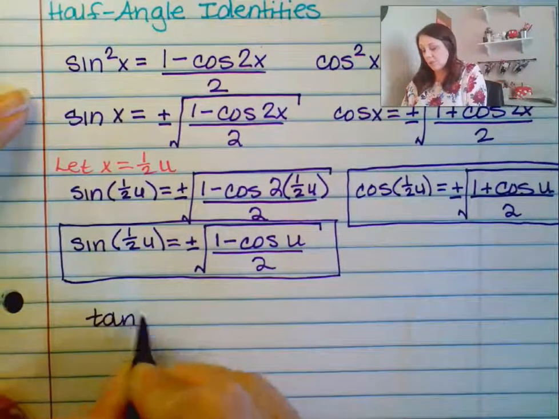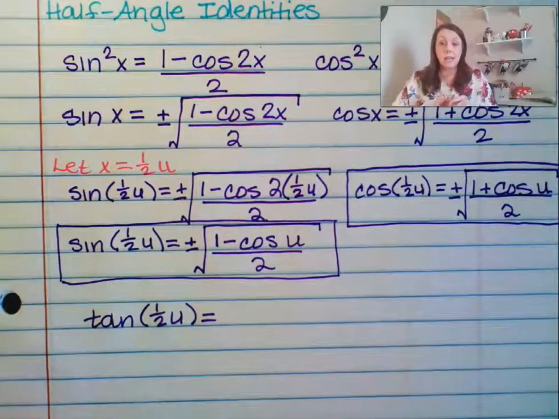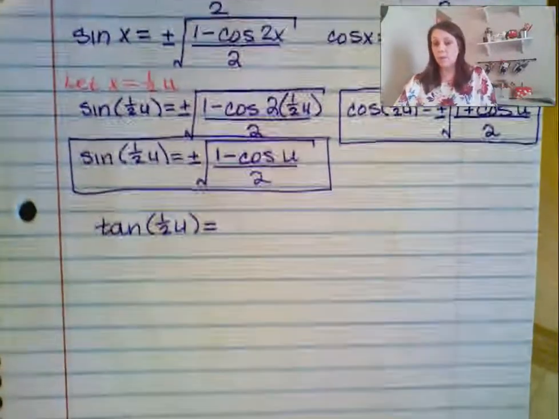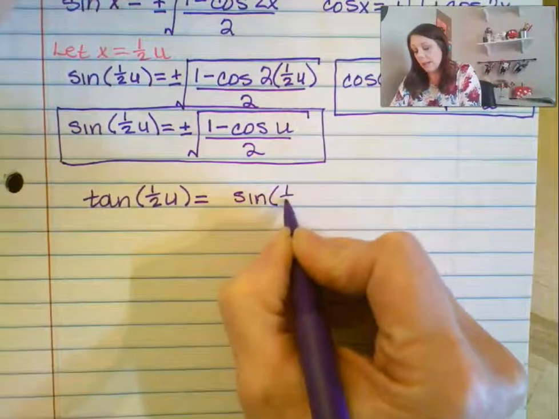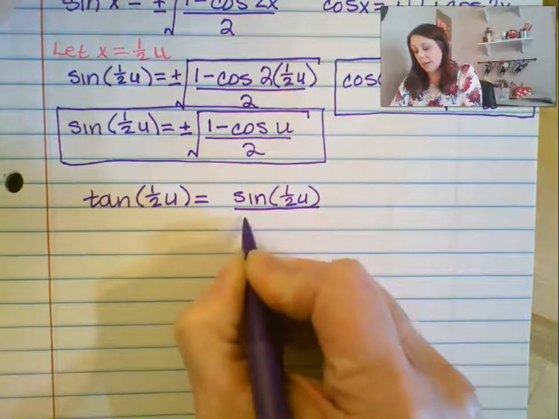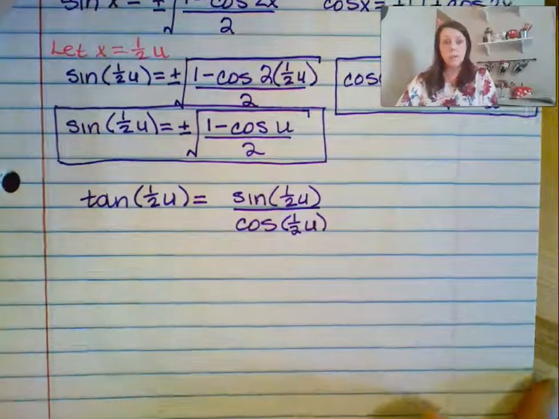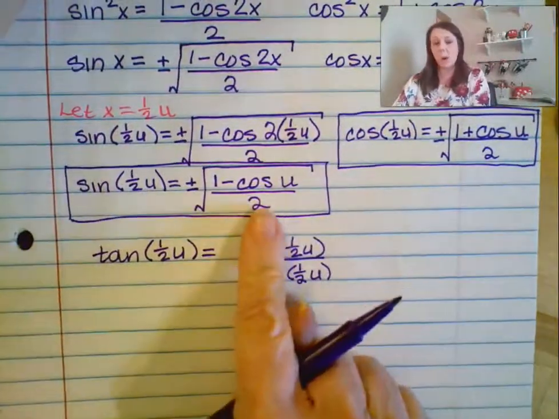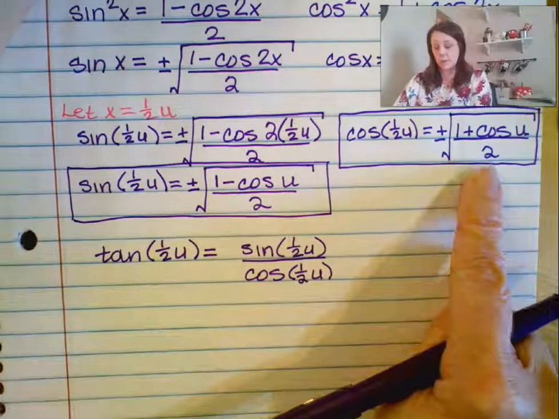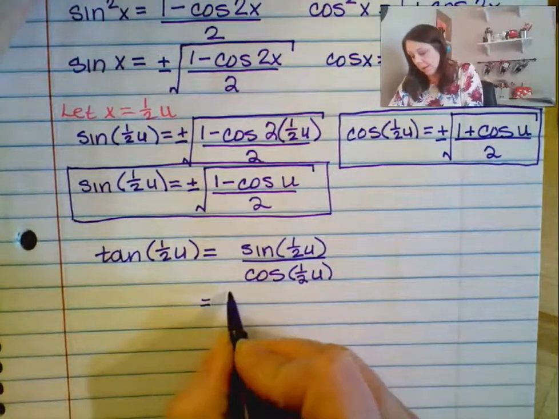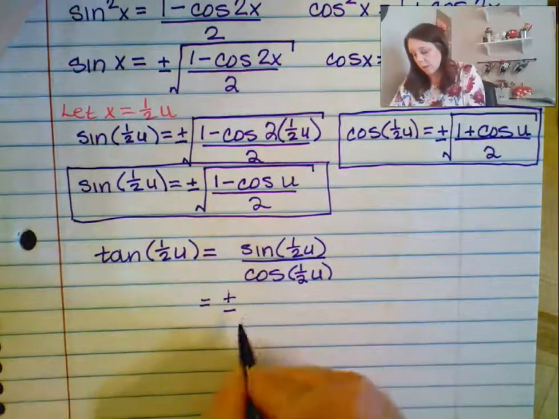We know that any tangent is equal, by our quotient identities, to the sine of that angle divided by the cosine of the angle. So in this case, I take the sine of 1/2 u and divide by the cosine of 1/2 u. So ultimately what I'm doing here is taking this quantity, the sine of 1/2 u, and dividing it by that quantity, the cosine of 1/2 u. Let's think about what's going to happen there. So here we'd have a plus or minus. Since they're both positive or negative, we'll talk about the relationship there in a moment.